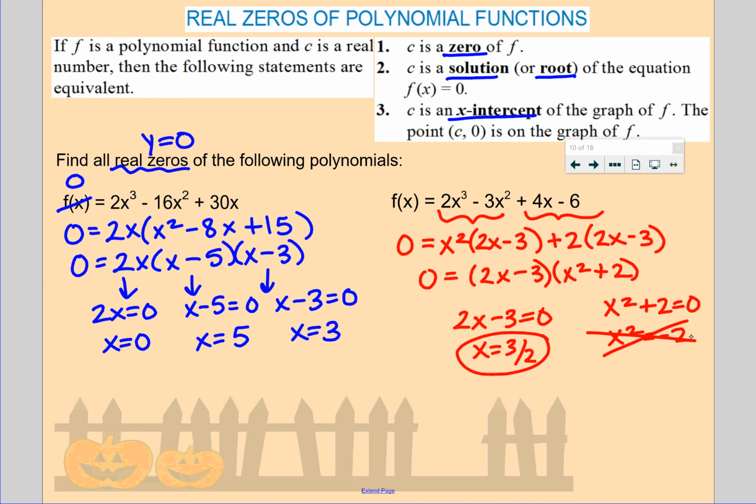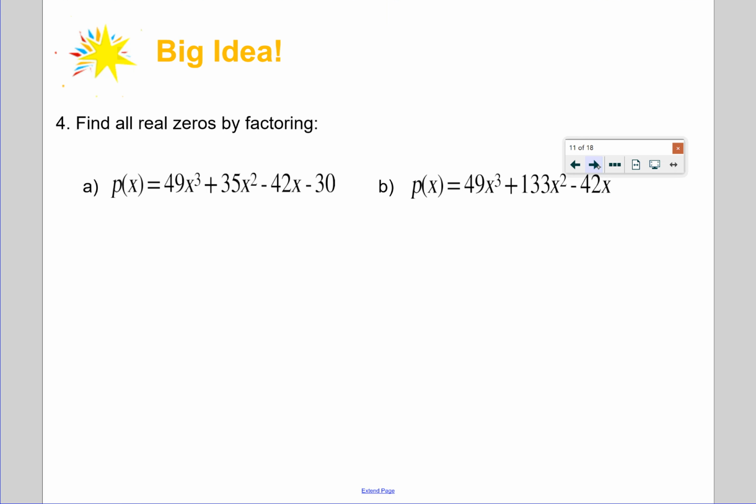All right, last two problems. I'm going to make a warm-up for tomorrow. So on your big idea worksheet, we've got two factoring problems where I want you to find all the real zeros. You guys can take the last 5-10 minutes and try them on your own. We'll put them on the board at the beginning of the period tomorrow, and then we'll put all these different little pieces and parts together to get a graph of these as our ultimate goal by the end of the day tomorrow. Okay?